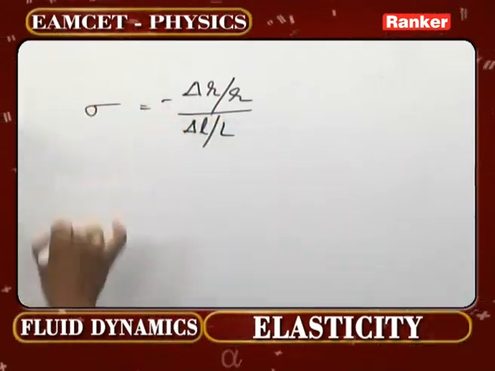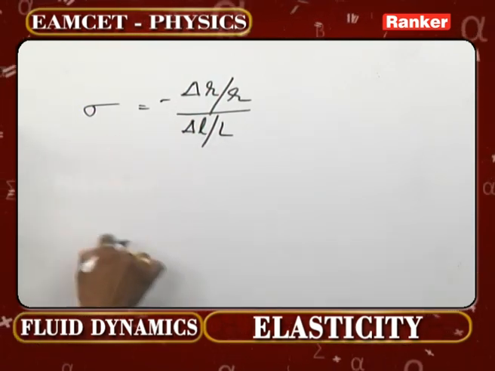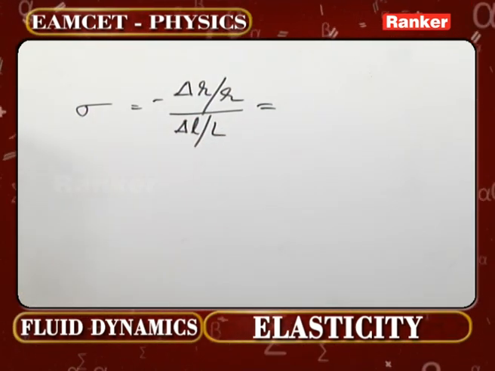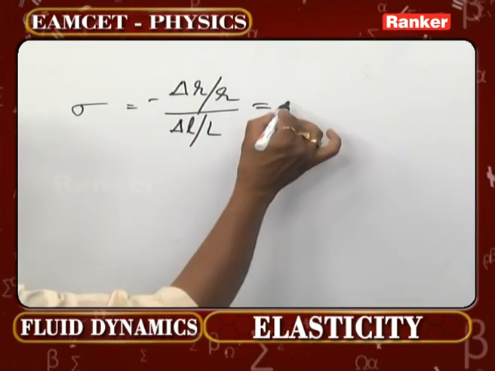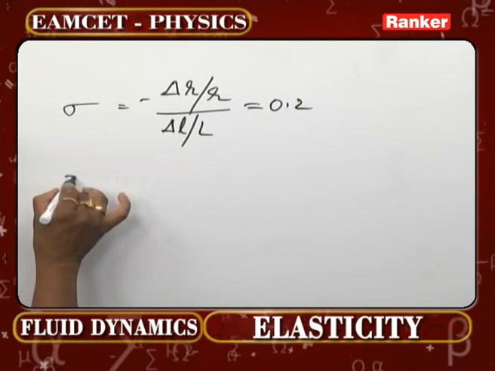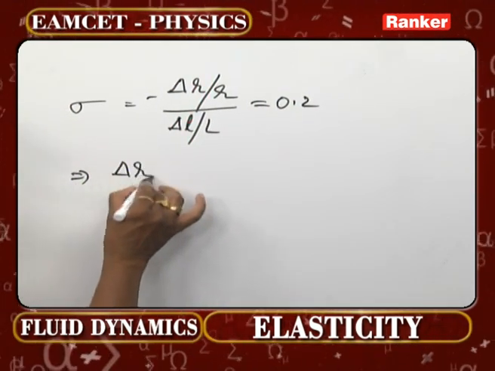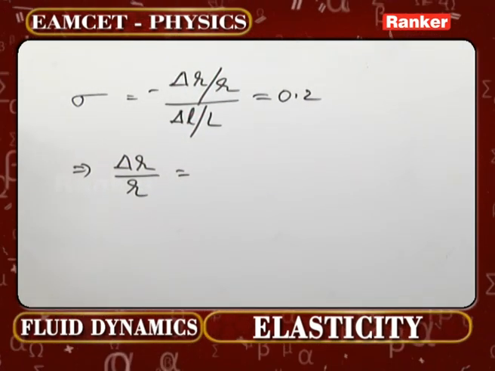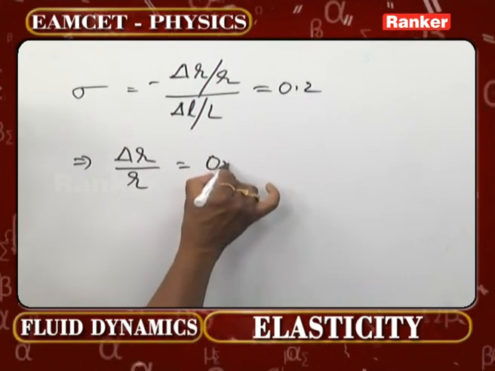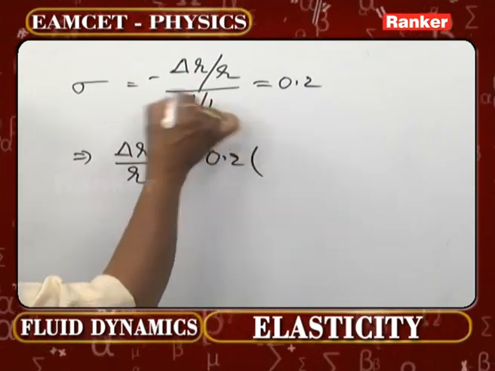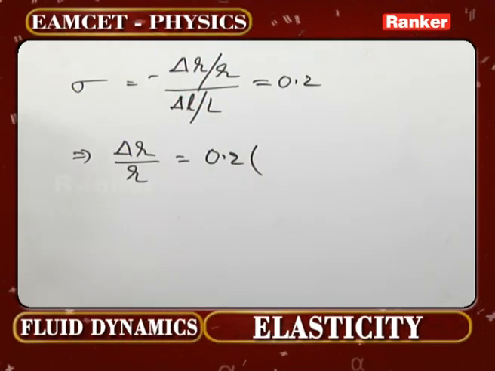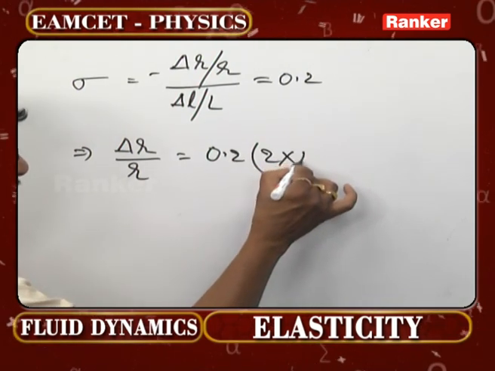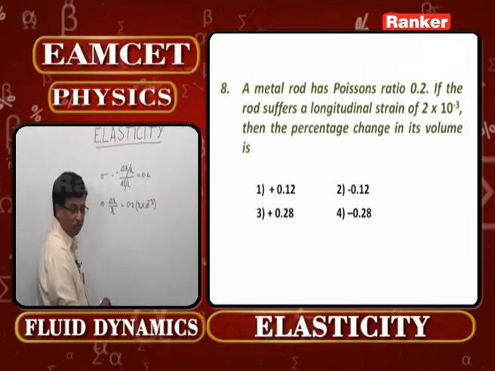But of course with a negative sign we used to take, I have already told you. This value according to the problem is given as 0.2. Then what can I write from this one? Delta R by R, that is the fractional variation in radius of cross section of the body, is now 0.2 into longitudinal strain. What is that value that is given? 2 into 10 power minus 3, it is given there.